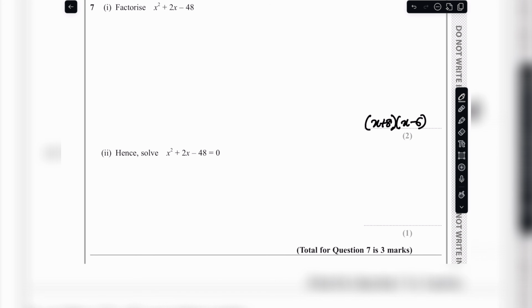In the second part of this question, we are told, hence solve this quadratic equation. So given as we have already factorized the left side of this equation in the previous part of this question, we can set both of these brackets equal to 0, in which x will either equal -8 or x will equal 6. And those are your final answers.